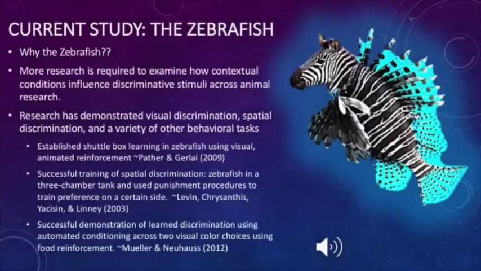Zebrafish have been used in a variety of studies examining the structural and chemical effects of various drugs and toxins. Beyond manipulating the fish to examine genetic changes, zebrafish have also been used to demonstrate visual discrimination, spatial discrimination, and a variety of behavioral tasks. They have demonstrated the ability to discriminate across several different conditions in a variety of different ways.